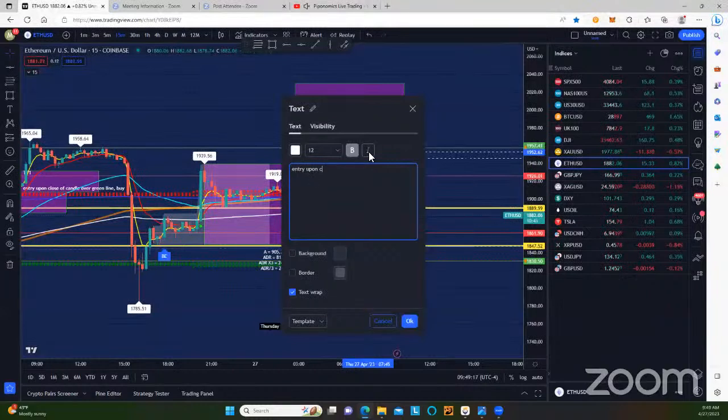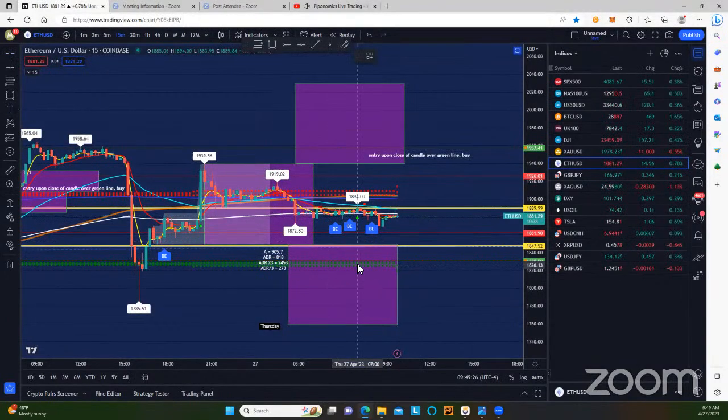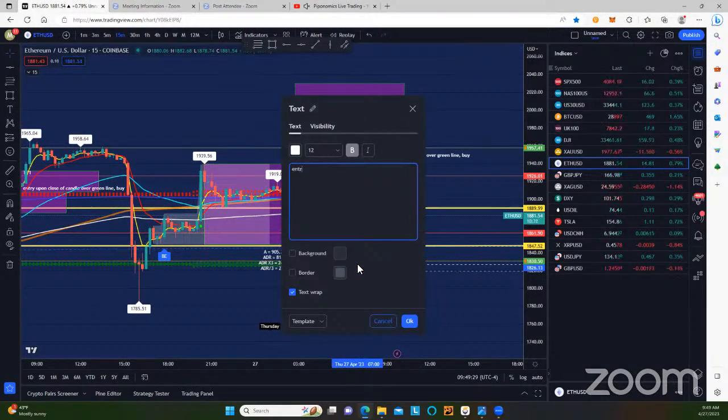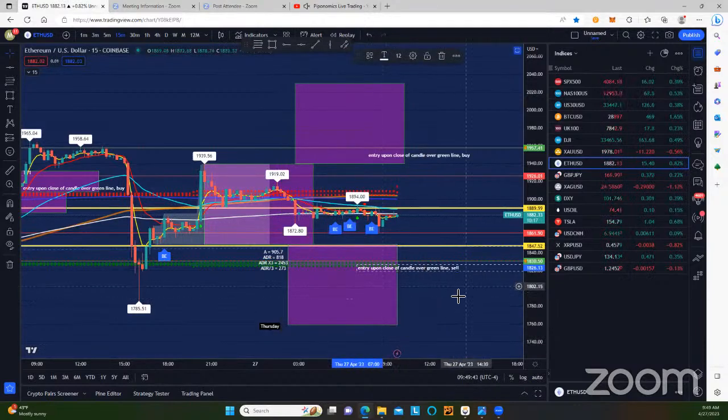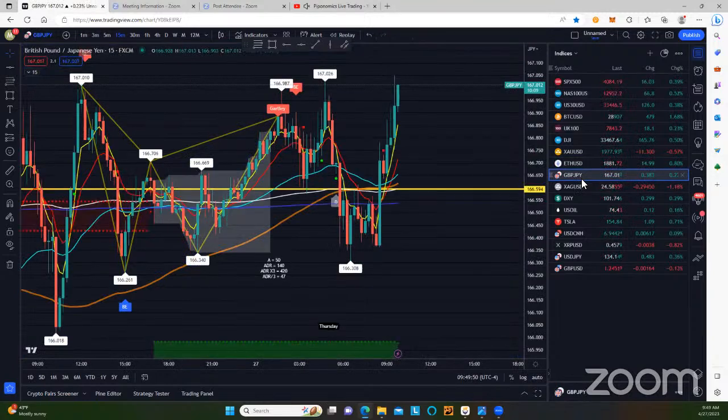Entry upon close of candle over green line for a buy. And for the bottom, entry upon close of candle over green line. So, okay. That's where we're at. We're stuck in the middle, so we'll see what else is going on. All right, GJ.